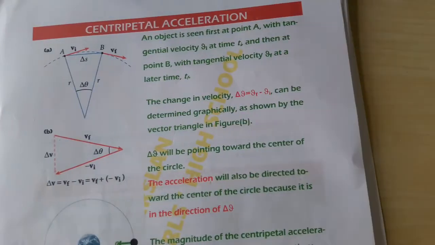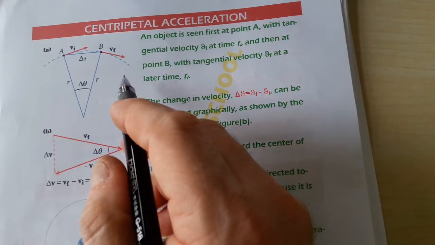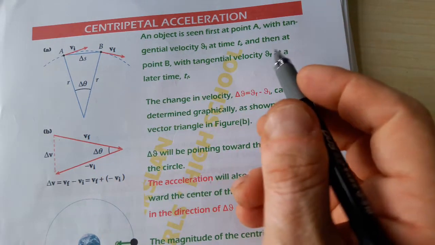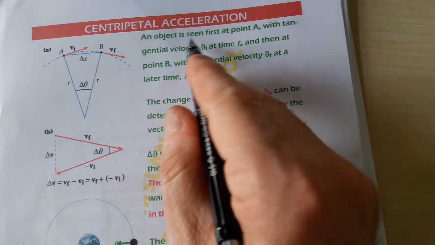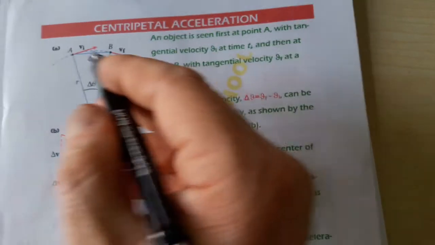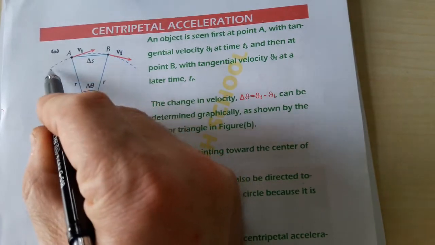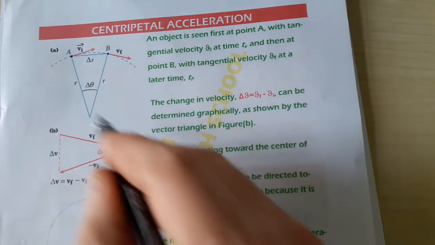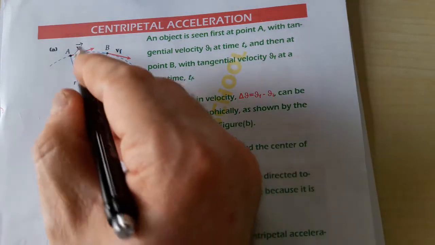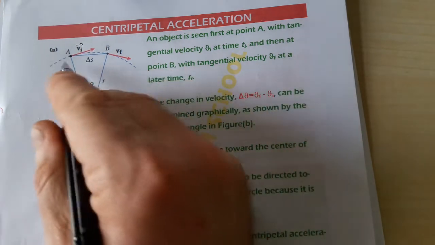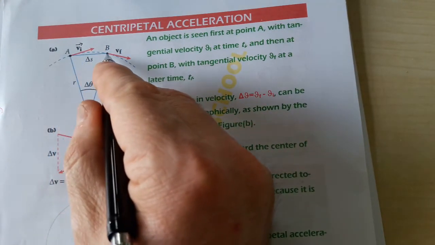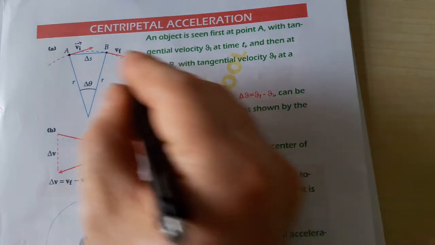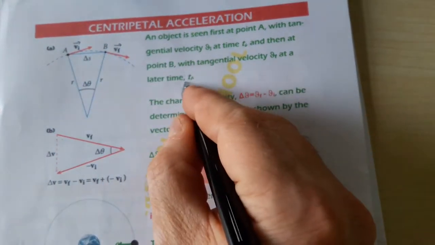Okay, in fact, calculating the magnitude of the centripetal acceleration is not so difficult. An object is seen first at point A. So this is the first position of the object while it's moving in a circle with a tangential speed of V initial. So this is the initial tangential speed, at time equal to T initial. Then the object moves and finally comes to point B. So it has another velocity here, V final, at time equal to T final.